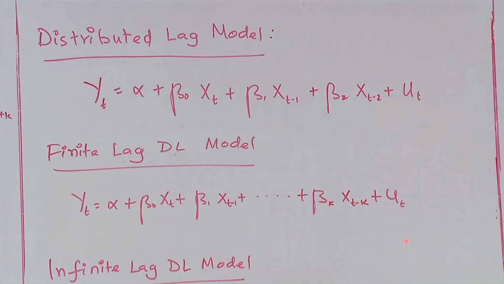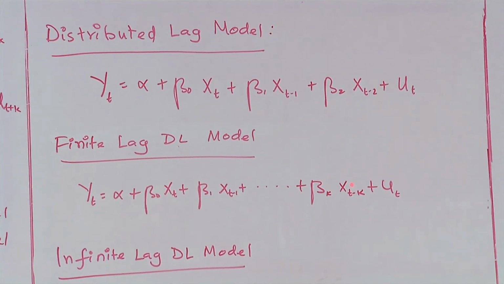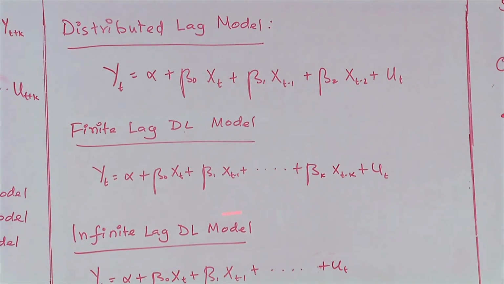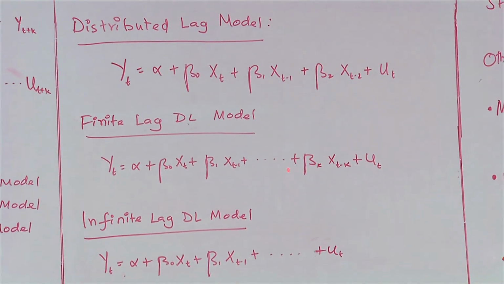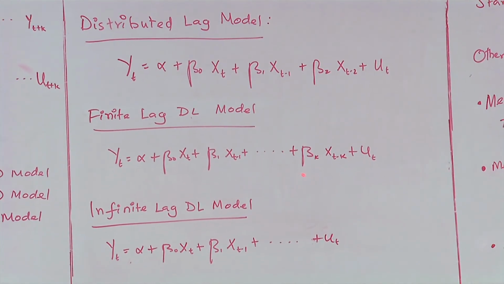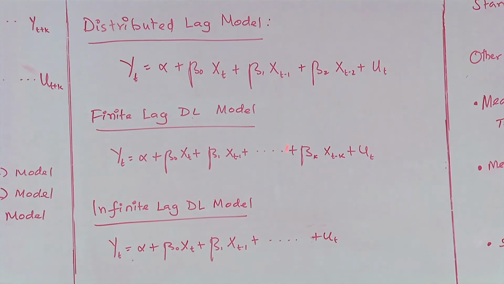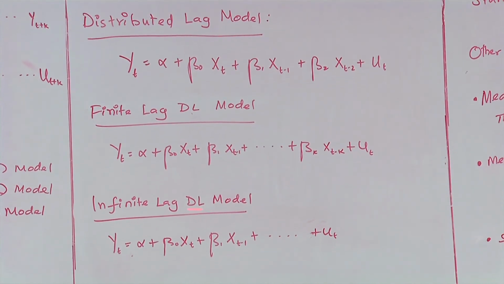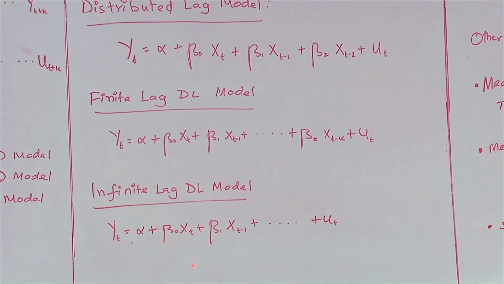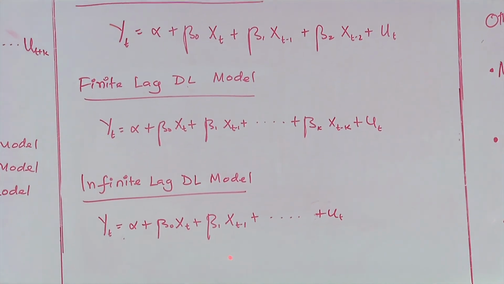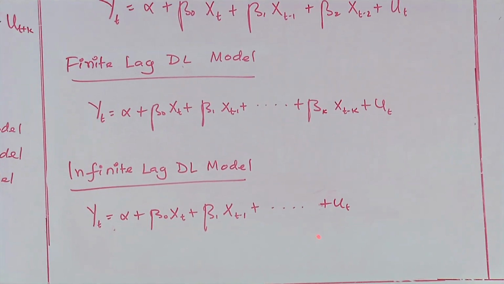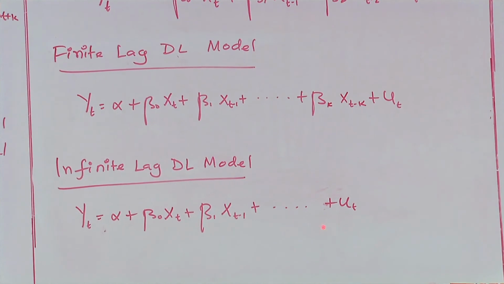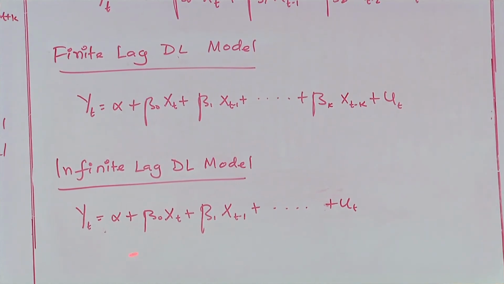The infinite lag model will not have this last term, because there will be an infinite number of terms beyond this. So, we cannot write the terminal term in the infinite lag model. We will write the infinite lag DL model as alpha plus beta 0 xt plus beta 1 xt minus 1 etc., without the terminal term, plus ut. So, this is the infinite lag DL model.